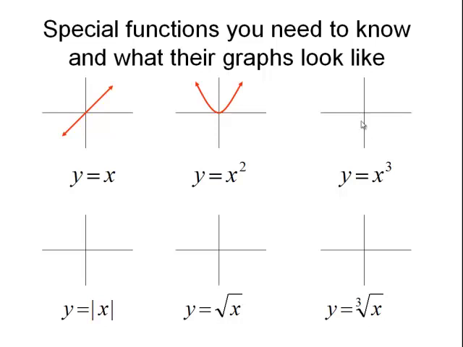X cubed touches at 0, 0. That's a lot like x squared, only it goes down and gets flat, and then goes down. So it flattens out. Absolute value, again, touches 0, 0, and it's V-shaped. Square root of x touches 0, 0, and it curves off to the right. Cube root of x looks a lot like x cubed, only it goes up like a square root and curves down, again touching 0, 0.